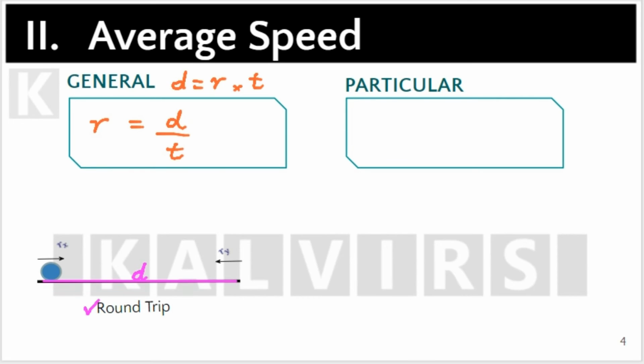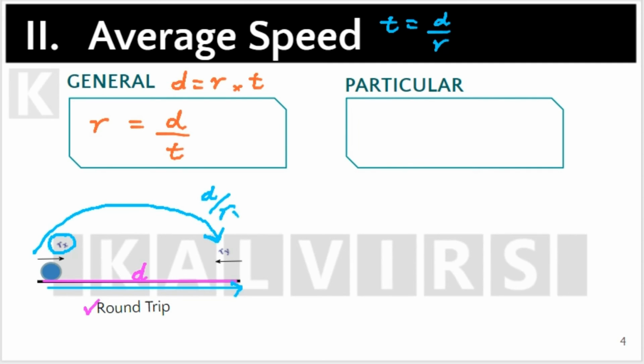When the object goes in this direction at the rate of Rx, remember that the time is the distance over the rate. So here the time is the distance over the rate, Rx. And when the object goes in this direction at this rate, Ry, the time is the distance divided by that rate, Ry.